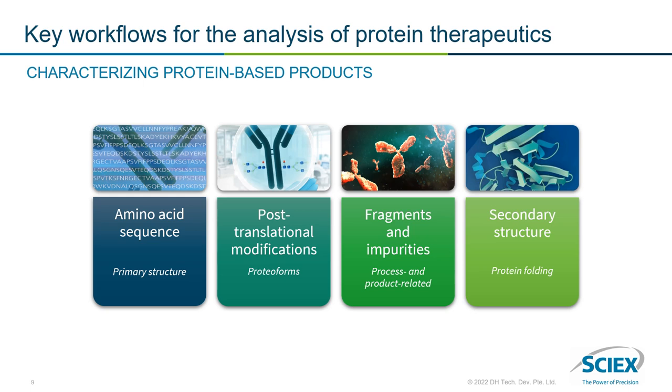And we're going to start with primary structure, or the amino acid sequence, moving to post-translational modifications, or PTMs. These are the modifications that can occur after translation, or creation, of the protein, followed by process and product related impurities and fragments, and we'll close out with a secondary structure analysis.